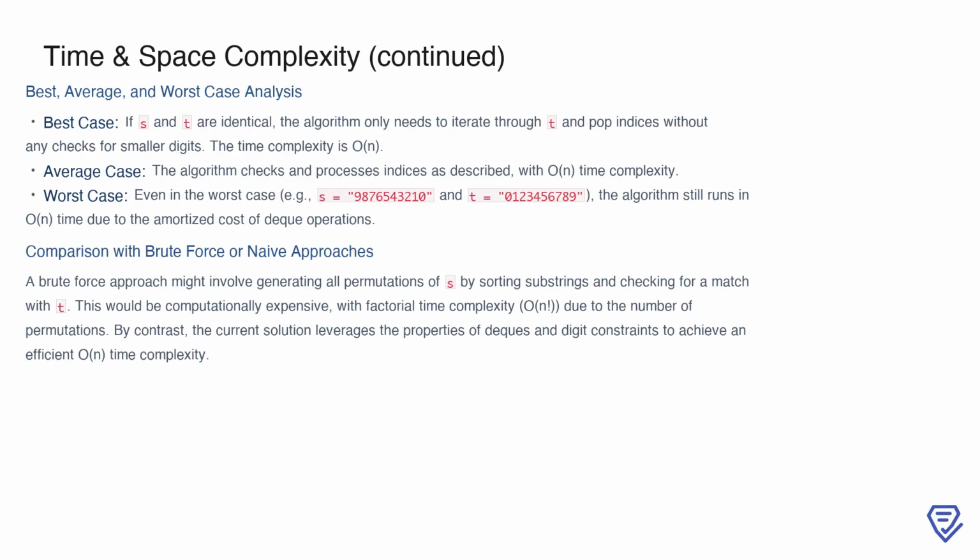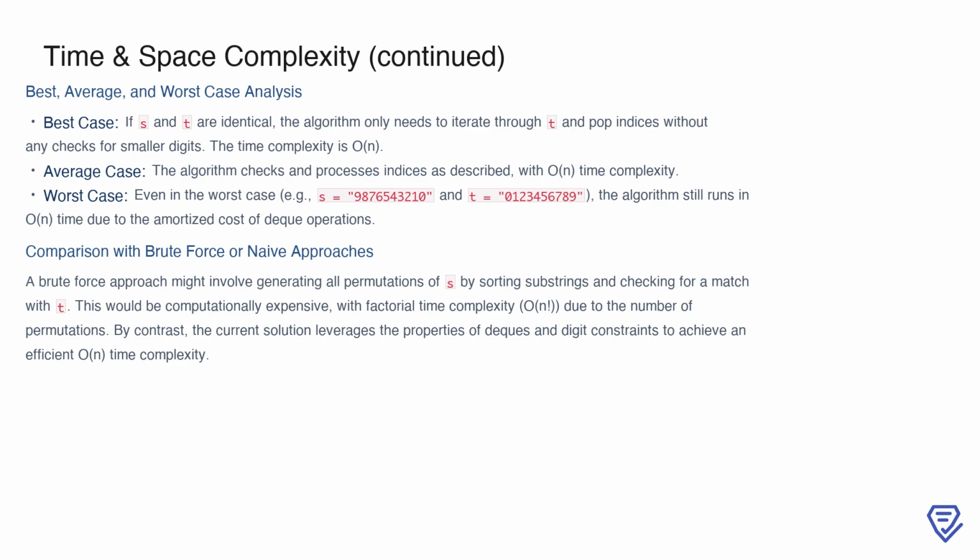We can also evaluate the algorithm's performance in different scenarios. In the best-case scenario, where S and T are identical, the algorithm simply iterates through T and pops indices without needing to check smaller digits. This results in a time complexity of O(n). In the average case, the algorithm performs as described, processing indices and performing necessary checks, which still results in O(n) time complexity. Even in the worst case, such as when S is sorted in descending order and T is sorted in ascending order, the algorithm maintains its O(n) time complexity due to the amortized efficiency of deque operations.